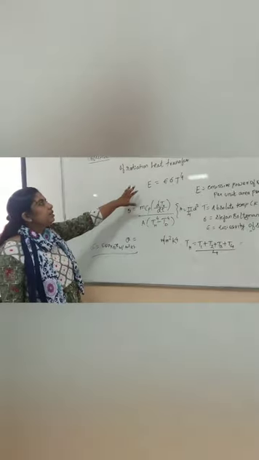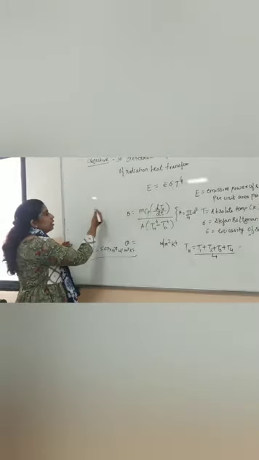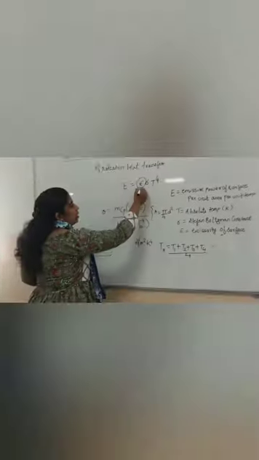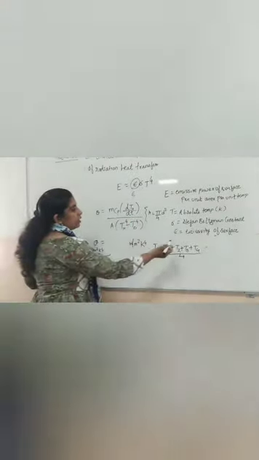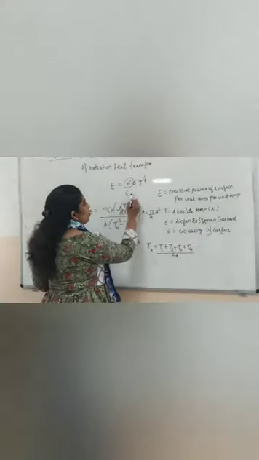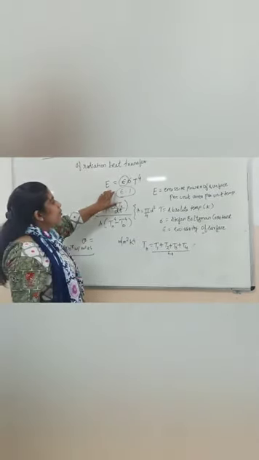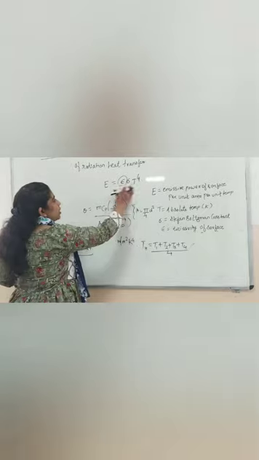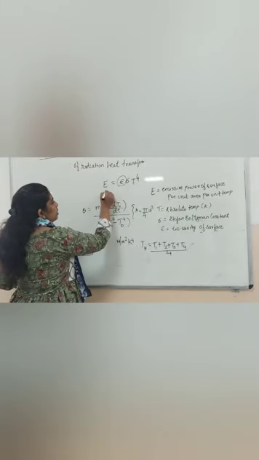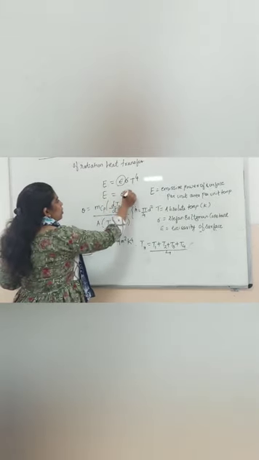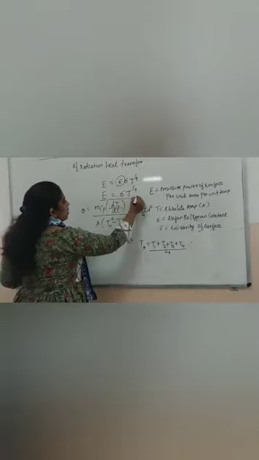But what happens in the radiation? We are taking the emissivity of the surface as 1. Why are we taking the emissivity as 1? Because the formula becomes, by putting emissivity equal to 1, E is equal to sigma T raised to power 4. This is the final formula.